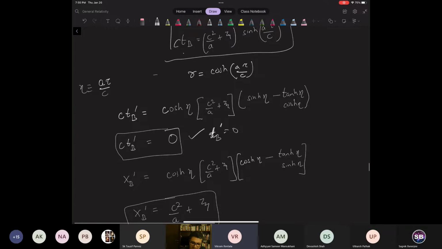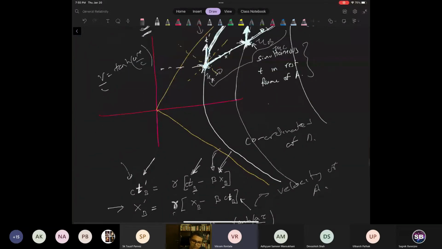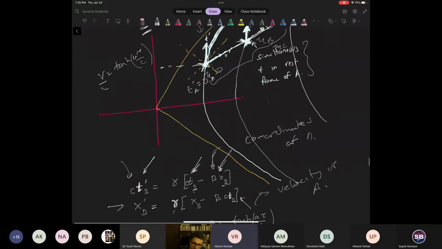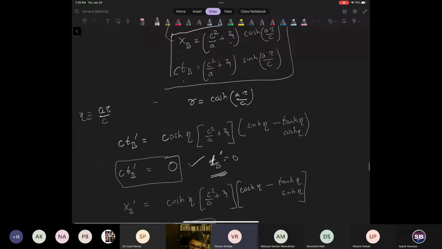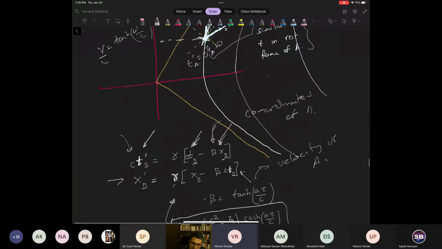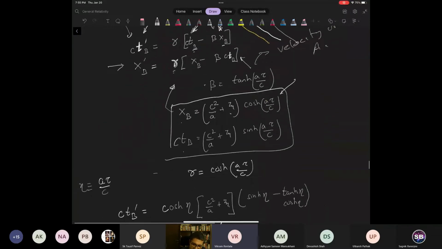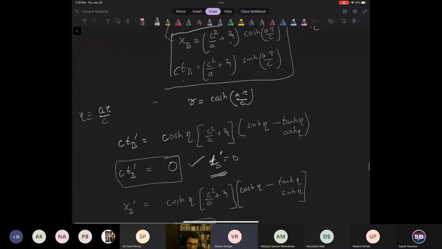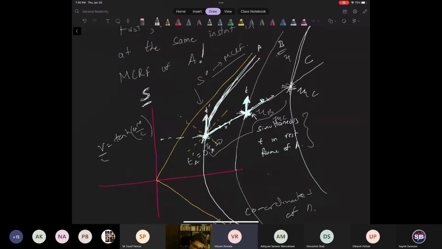By my coordinate choice I assumed that TA prime was 0, which means that I've located B at the same instant. So if I fix tau to be common for A and B, then this is tau, which parameterizes the location of A, and this is tau, which parameterizes the location of B. And what I will find is that for the common value of tau, A and B are at rest with respect to each other.